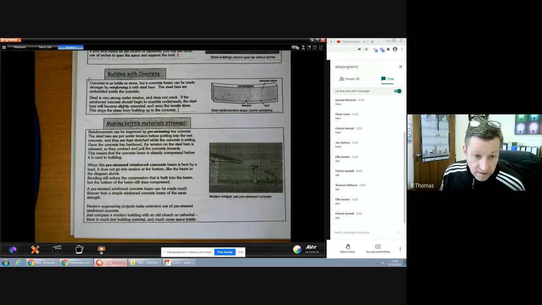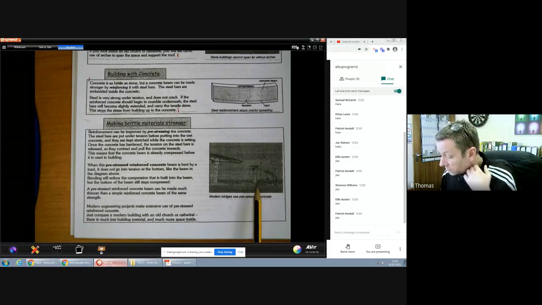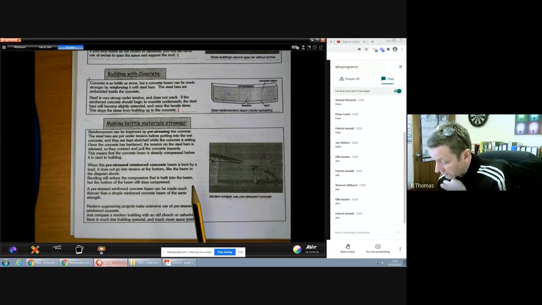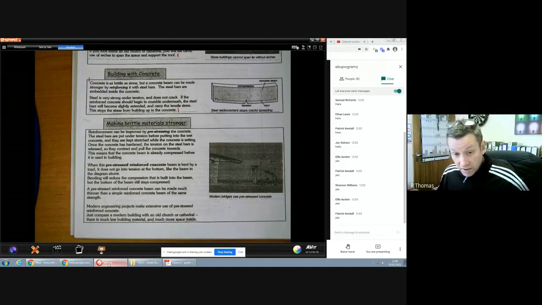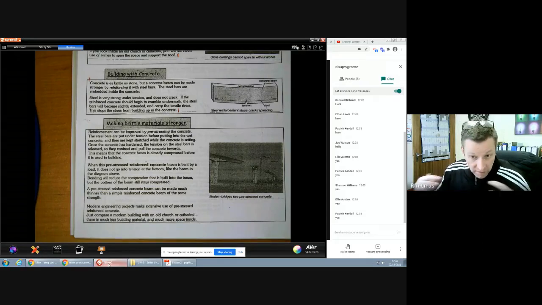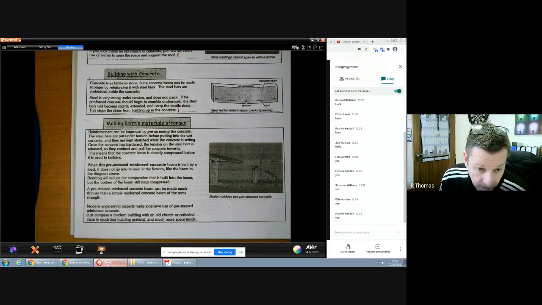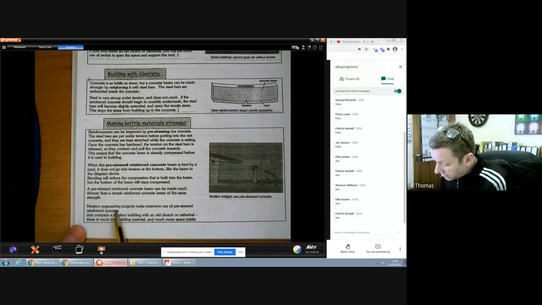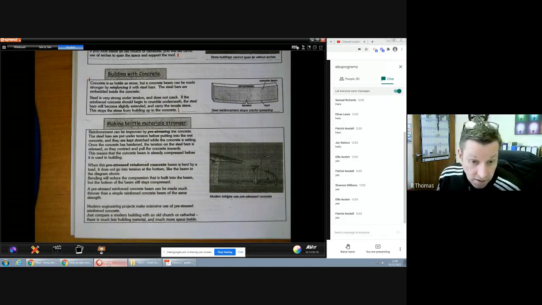bridges and houses. And then another thing they speak about here, especially in bridges, is pre-stressing the concrete, which means compressing it, holding it there with the steel bars, and then when you take the compression away, it already has that force there, almost binding it together. It says modern engineering projects make extensive use of pre-stressed, reinforced concrete. And that's something you may need to regurgitate on an exam. So read through that page and make sure you have some sort of understanding of what's going on there.